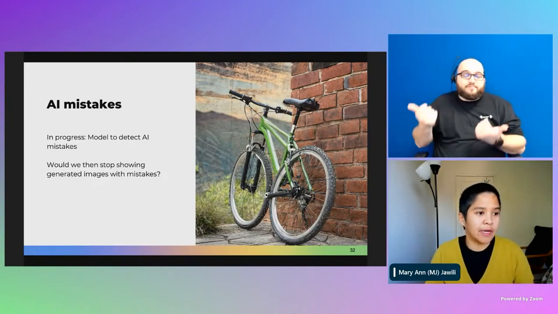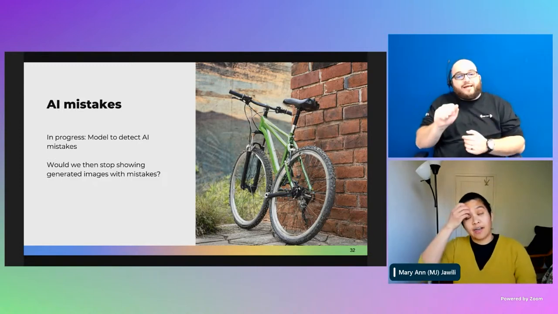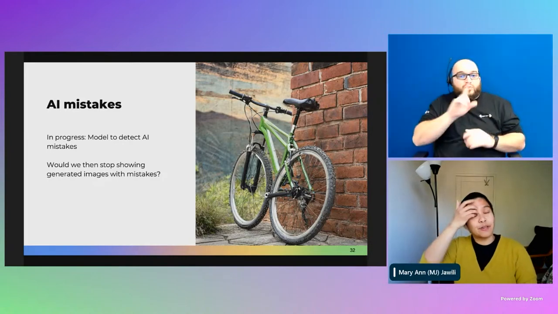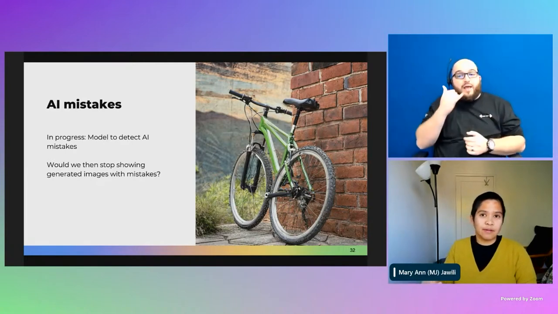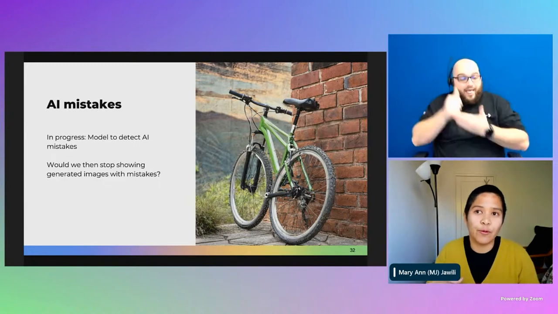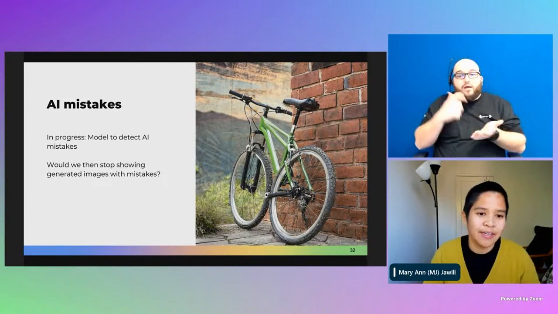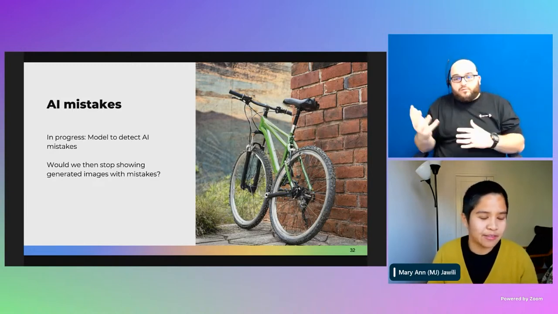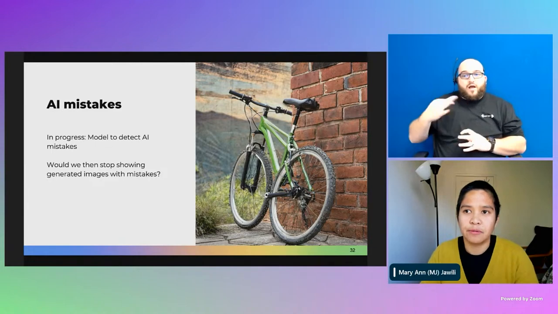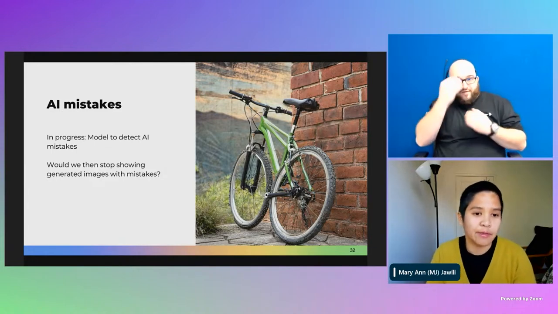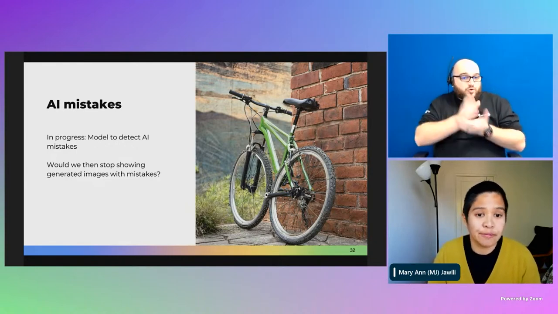We have research in progress right now around a model that will detect AI mistakes, and I think that would be really great. I'm also wondering, if we're able to detect AI mistakes, would that help us avoid even showing images with mistakes? If we can detect that this image has a mistake, shouldn't we scrap that and generate another image to replace it that doesn't have mistakes? This model would be helpful for including mistake information in alt text, but it would also be helpful in general to make sure that we're showing images that are good, for lack of a better word.